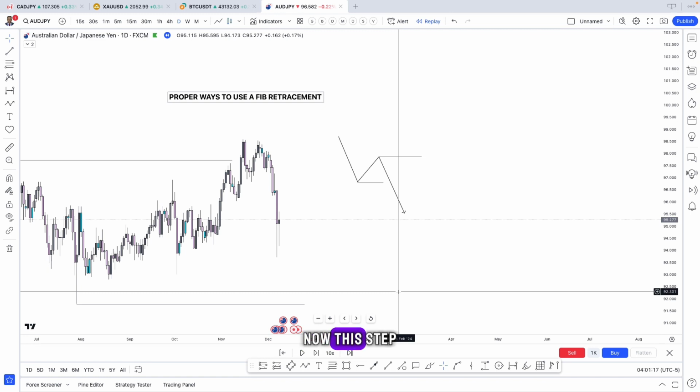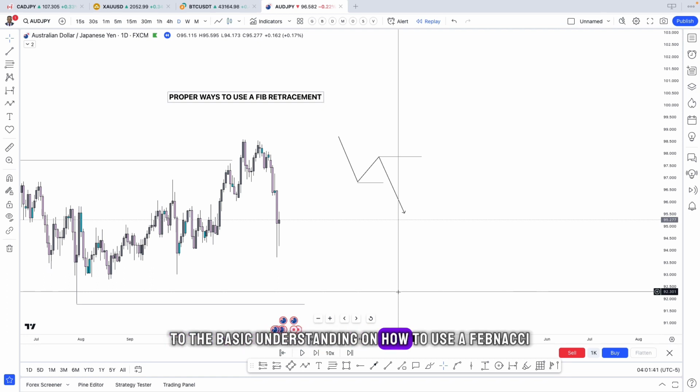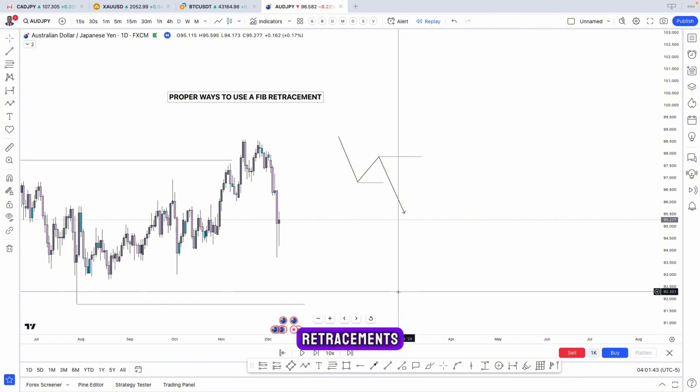Now, when you follow this step, guys, trust me, you're going to eliminate a lot of noise in your trading, and this noise ends up blowing our account 24/7. But when we get to understand it, we apply them one after the other, starting from the basic understanding of how to use a Fibonacci retracement.